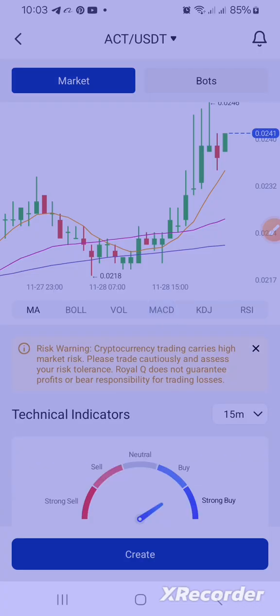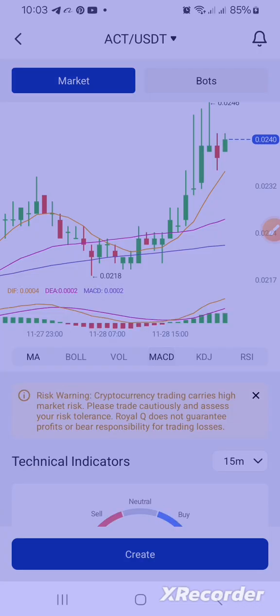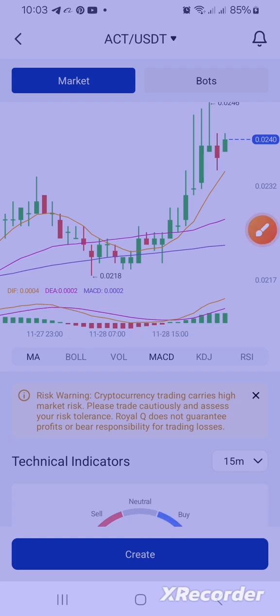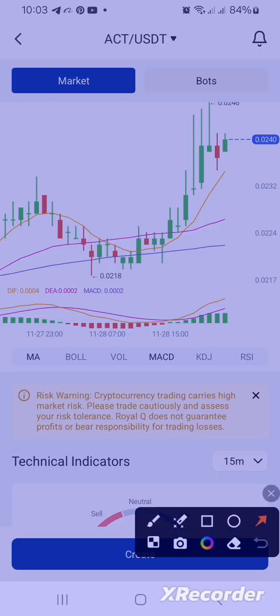When I click on it, you see there are lines which come down here. These ones are moving average convergence divergence. So we have some points with this MACD. Let me show you these points. We have a point like this one, which we call a dead cross, and here it is called a golden cross.